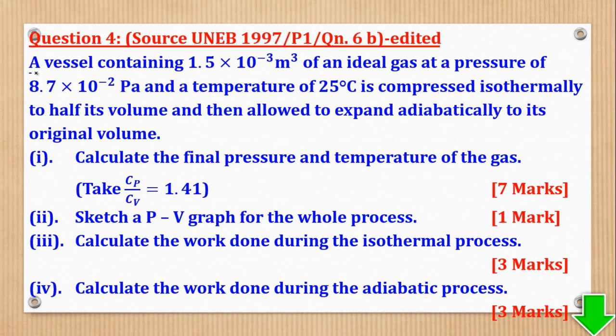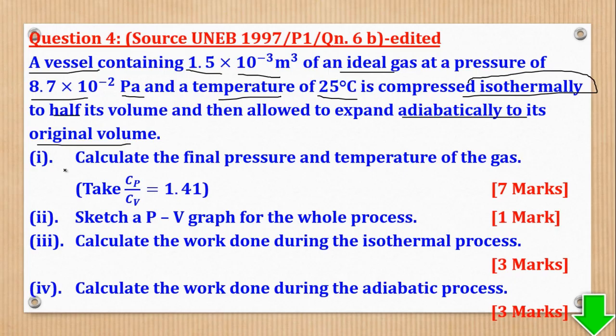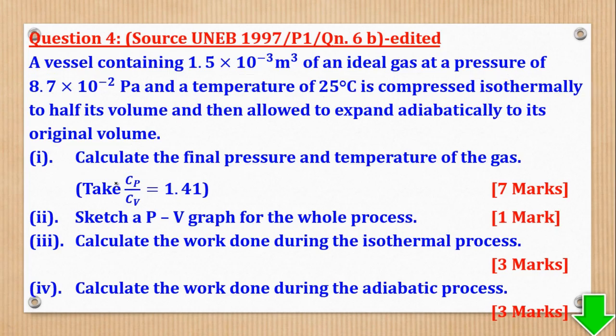So it says that a vessel containing 1.5 exponent negative 3 meters cubed of an ideal gas at a pressure of 8.7 exponent negative 2 pascals and a temperature of 25 degrees Celsius is compressed isothermally to half its volume and then allowed to expand adiabatically to its original volume. Calculate the final pressure and temperature of the gas. Take the ratio as 1.41.